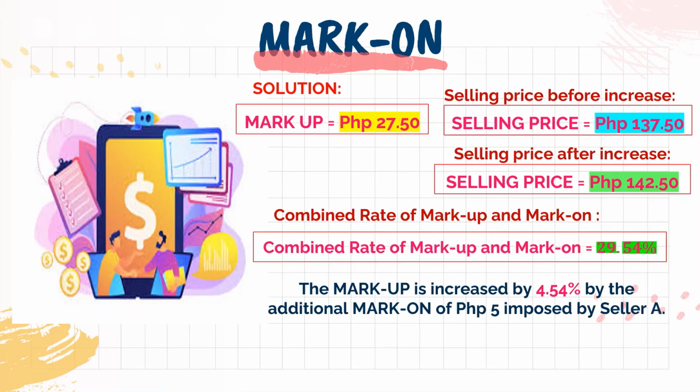So, the markup is increased by 4.54% by the additional mark-on of 5 pesos imposed by seller A. So, meaning, 29.54% minus 25% is equal to 4.54%.